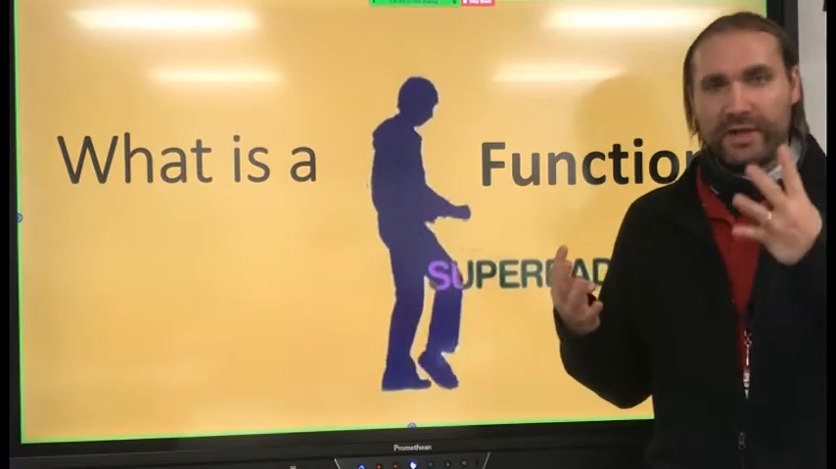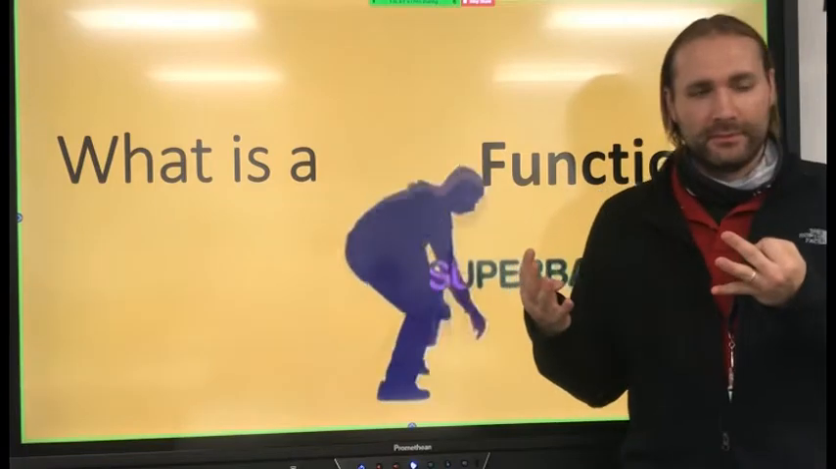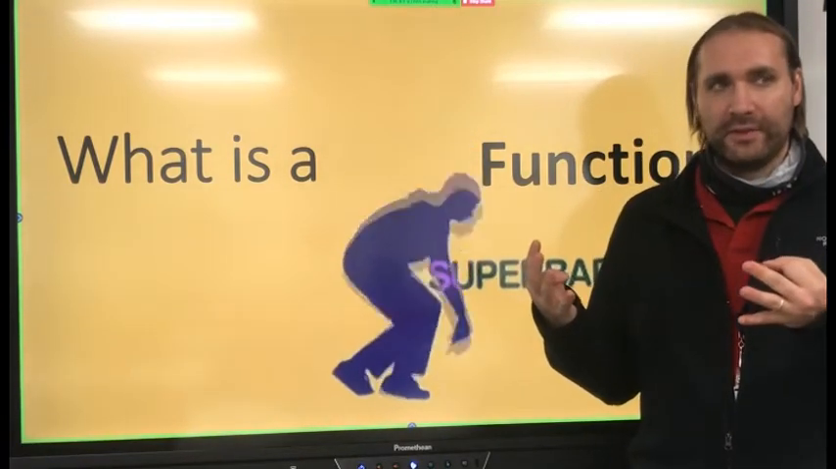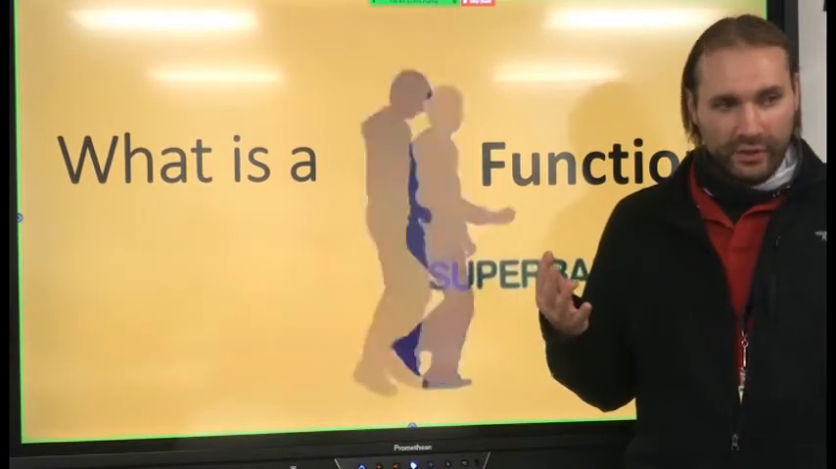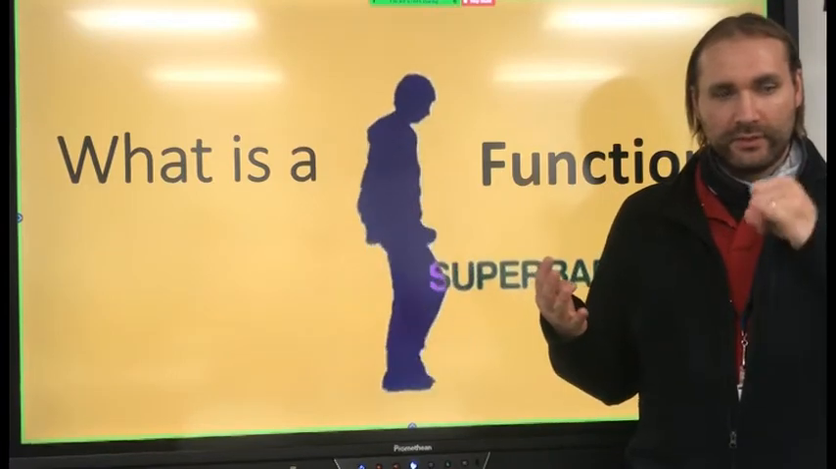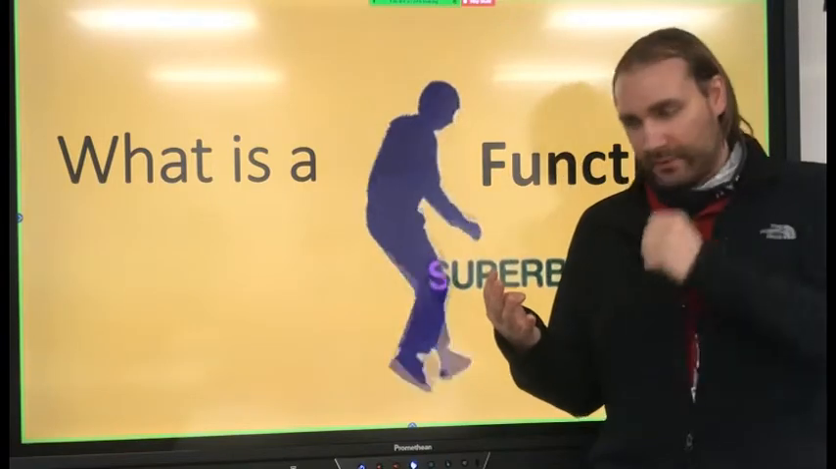Quadratic. Quadratic is one of them. Absolute value that we did yesterday. What's the opposite of square? Cubic. Okay, square root. Cubic, what's the opposite of cubing? Square root. That's what I was trying to say.